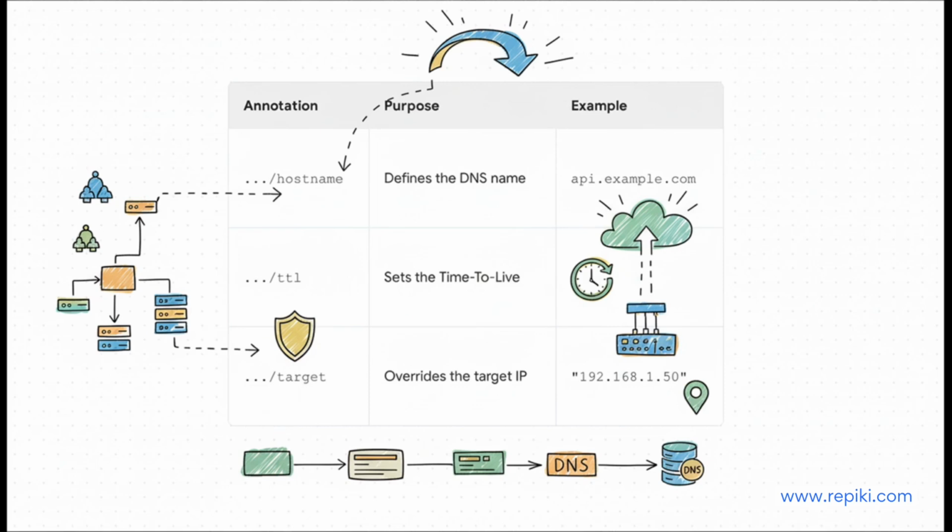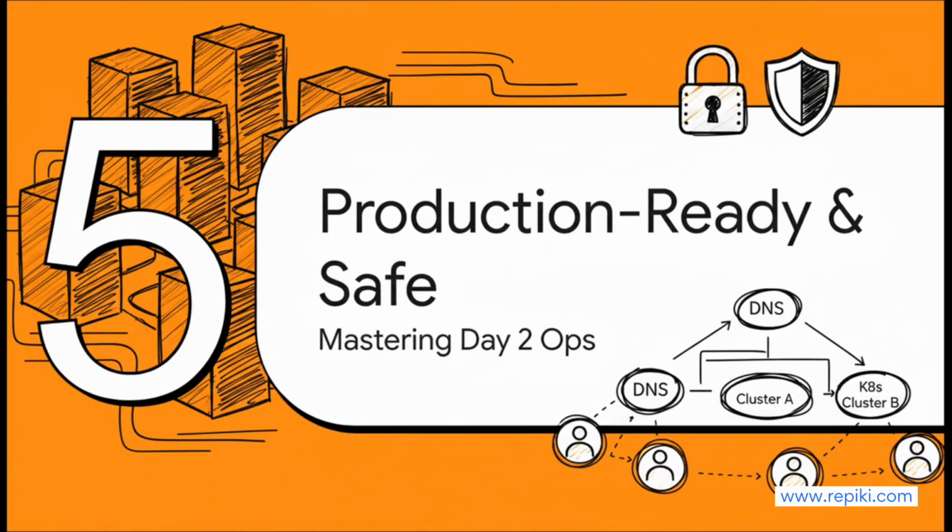You use annotations, which are basically just special labels, right inside your Kubernetes YAML files. The most important one, of course, is the hostname annotation. That's where you say, I want this service to be available at api.example.com. You can also control other stuff like the TTL for caching, or even override the target IP. And just like that, your public DNS configuration now lives right alongside your application's code. How cool is that? Okay, this all sounds amazing for a simple setup, but what happens when you go big time?